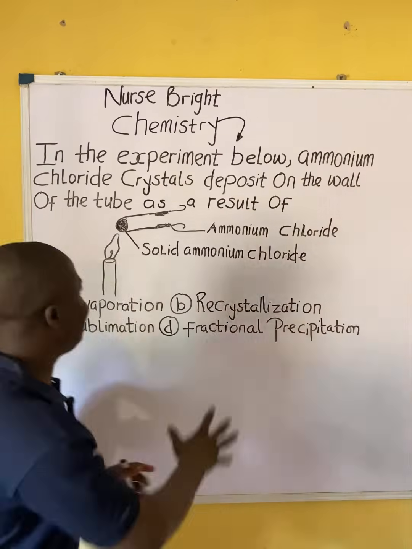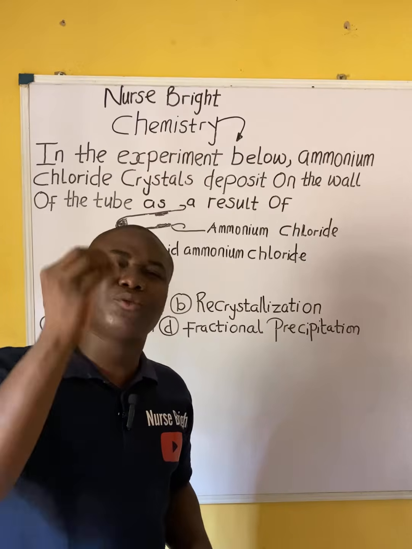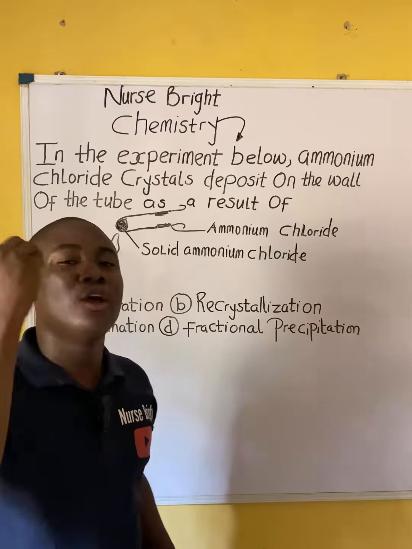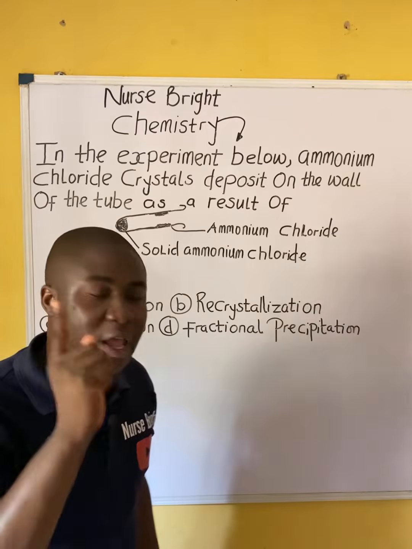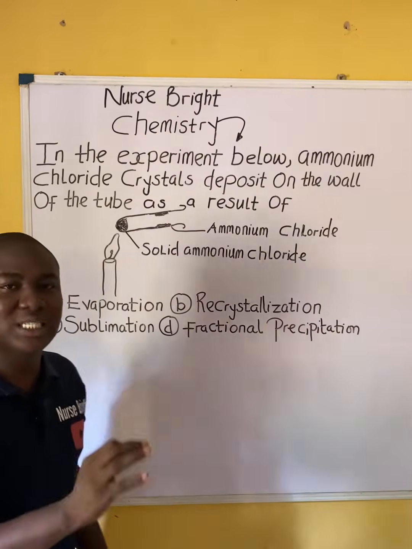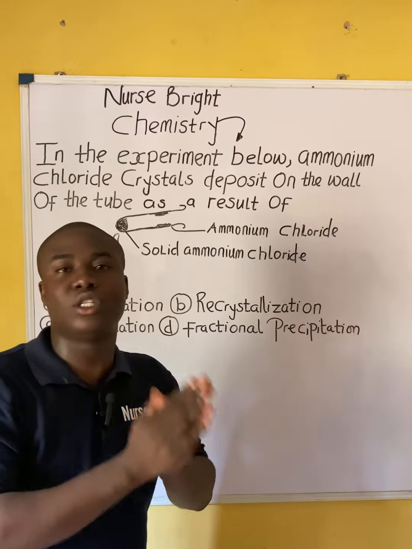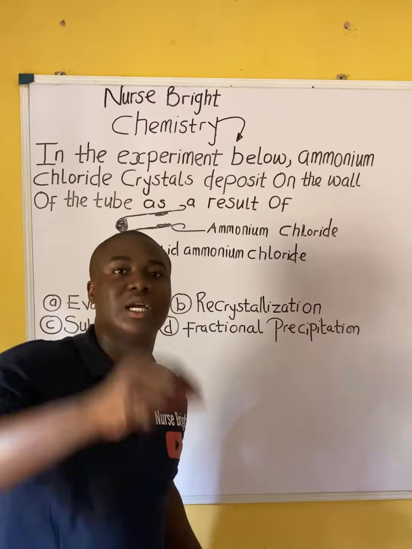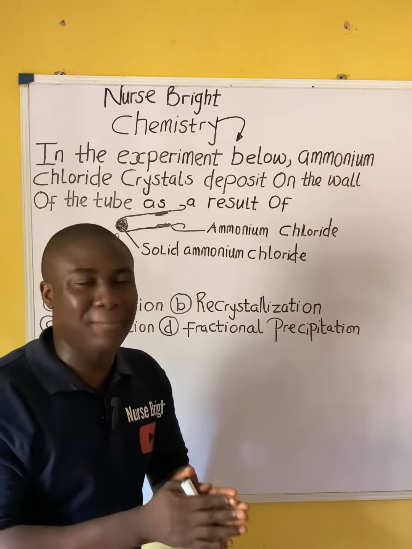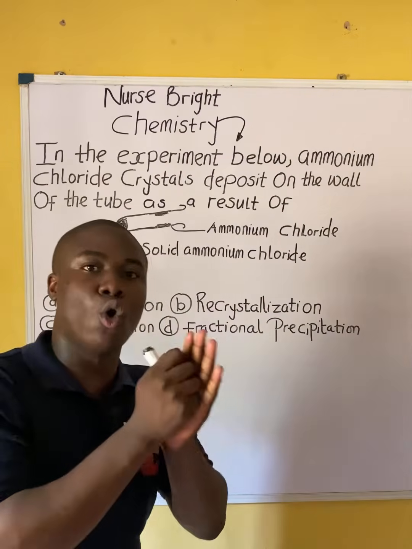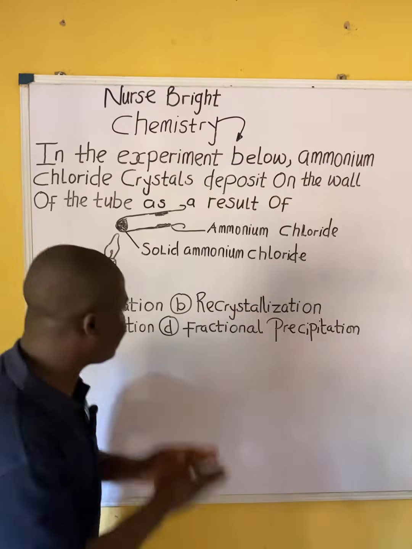Looking at this experiment, I already know what is happening, but I have to explain it to you properly so you can understand what this question is all about. If you look at the options, all of them are key aspects of a topic in chemistry called separation techniques. So, what is actually happening in this experiment, and what type of separation technique is used?